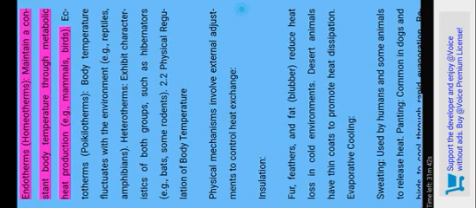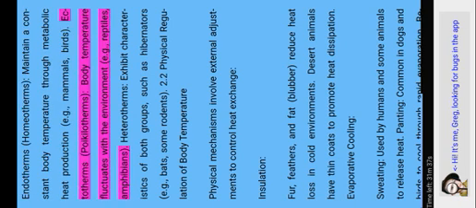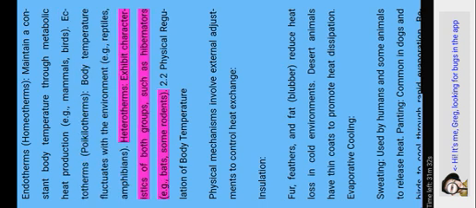2. Body temperature regulation, physical, chemical, and neural mechanisms. 2.1 Types of thermoregulation. Endotherms, homeotherms, maintain a constant body temperature through metabolic heat production, e.g., mammals, birds. Ectotherms, poikilotherms, body temperature fluctuates with the environment, e.g., reptiles, amphibians. Heterotherms exhibit characteristics of both groups, such as hibernators, e.g., bats, some rodents.